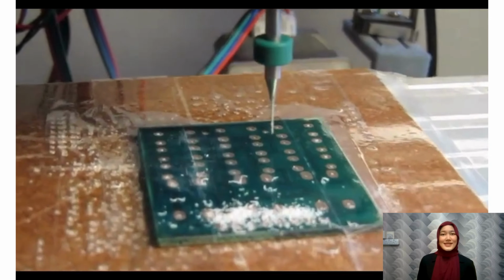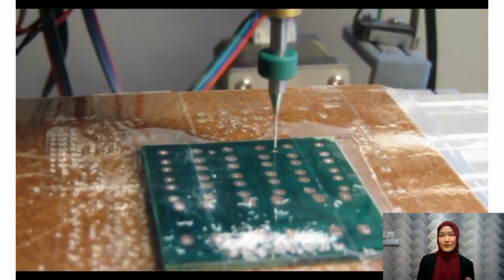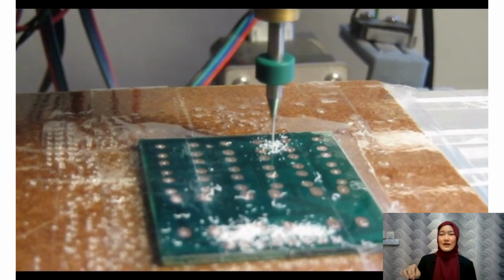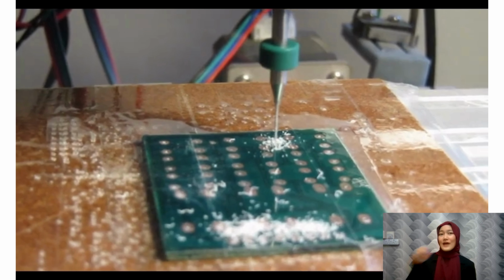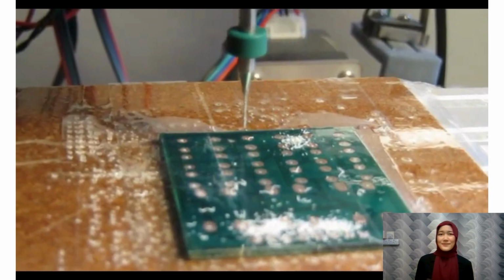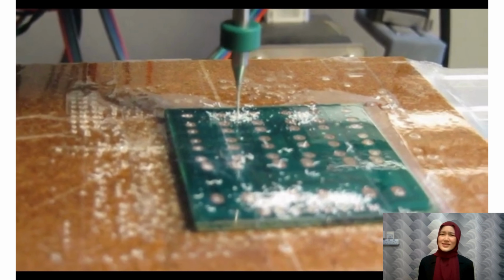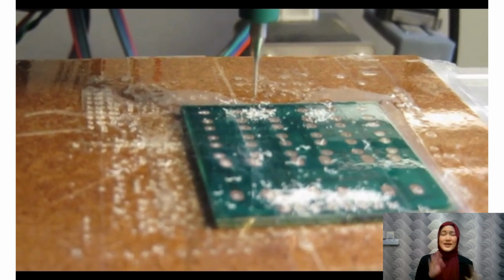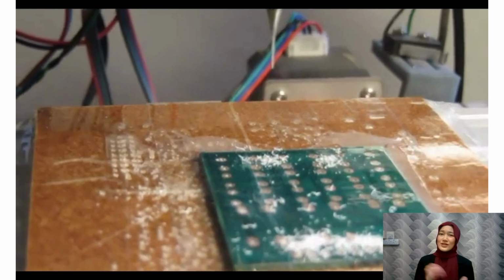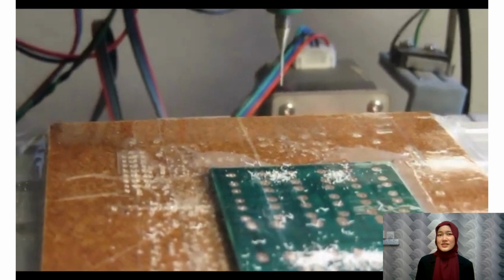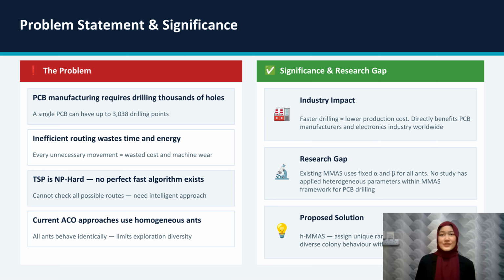This is a real CNC PCB drilling machine in action. Watch how the drill head moves across the board, visiting hole after hole. It looks fast, but is it actually taking the most efficient route? Or is it making unnecessary movements, wasting time and energy with every single board that it drills? When a factory produces thousands of boards every day, even small inefficiencies add up to a lot of wasted costs.